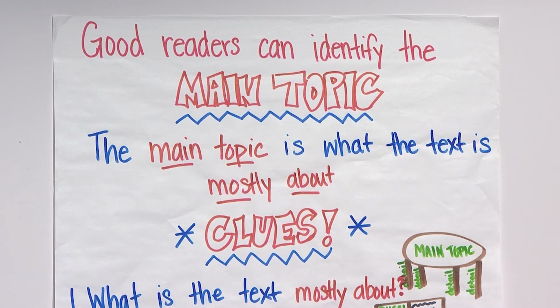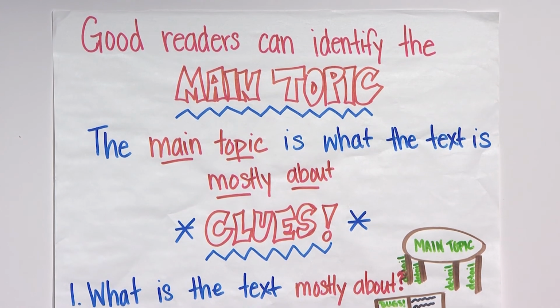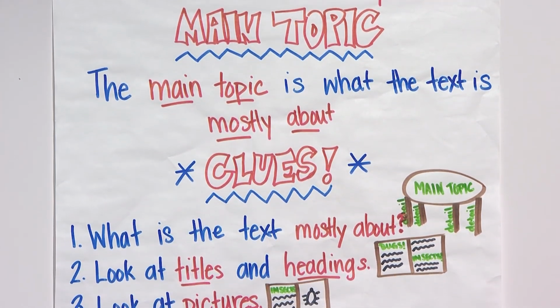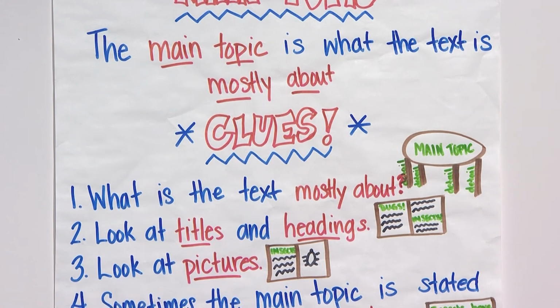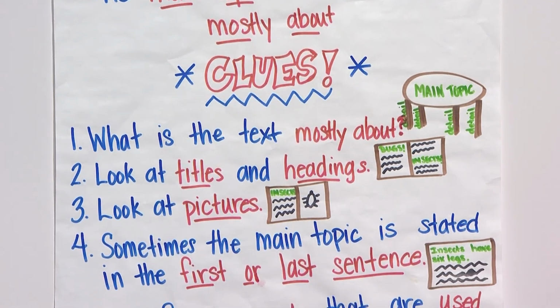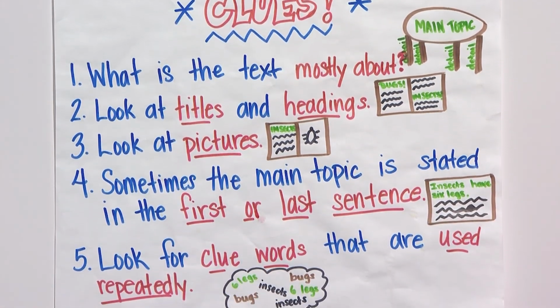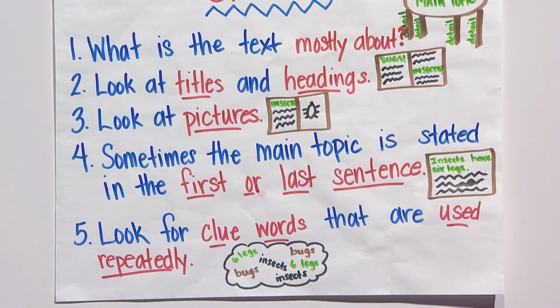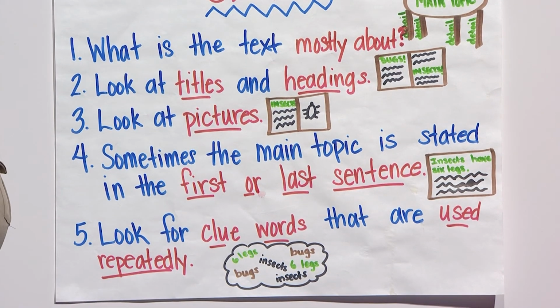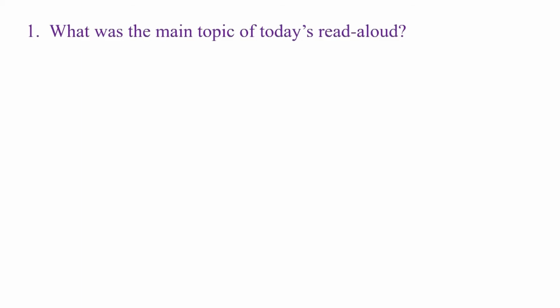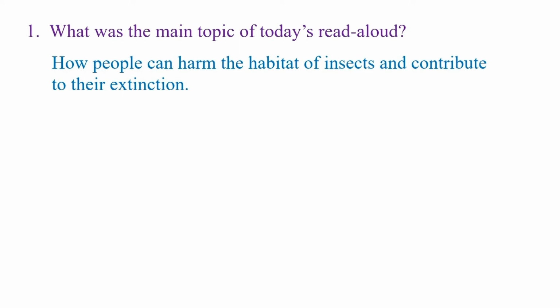Remember, some of our clues to identifying the main topic are: what is the text mostly about? Look at pictures. Sometimes the main topic is stated in the first or last sentence. And look for clue words that are used repeatedly. So, what do you think the main topic of today's read aloud is? How people can harm the habitat of insects and contribute to their extinction. That's right.